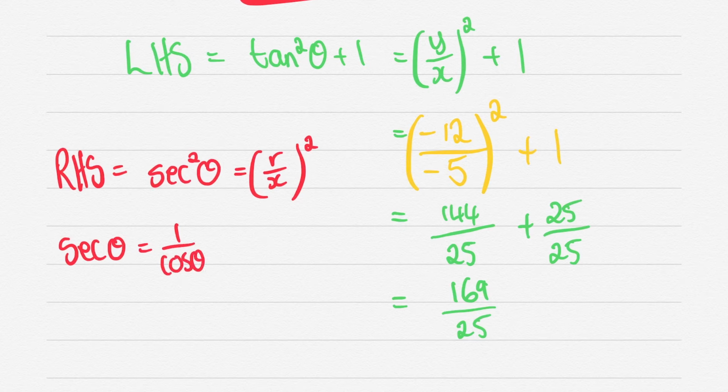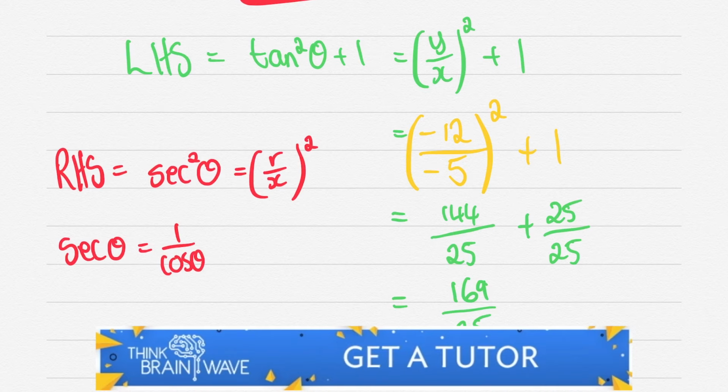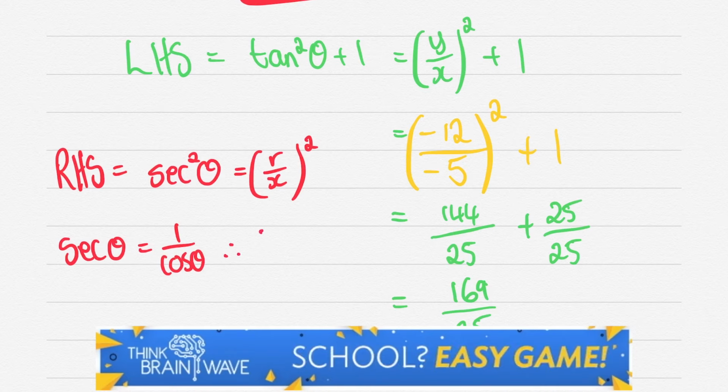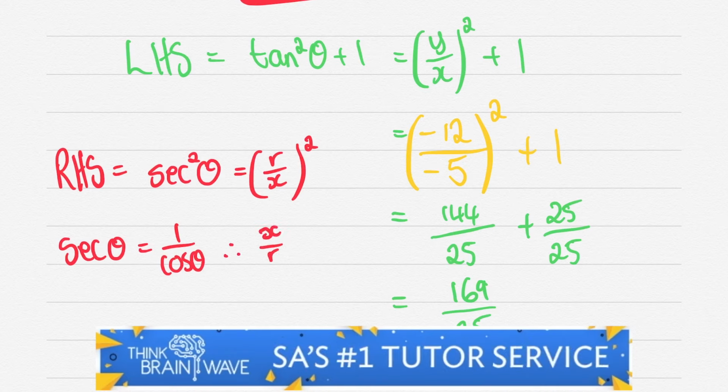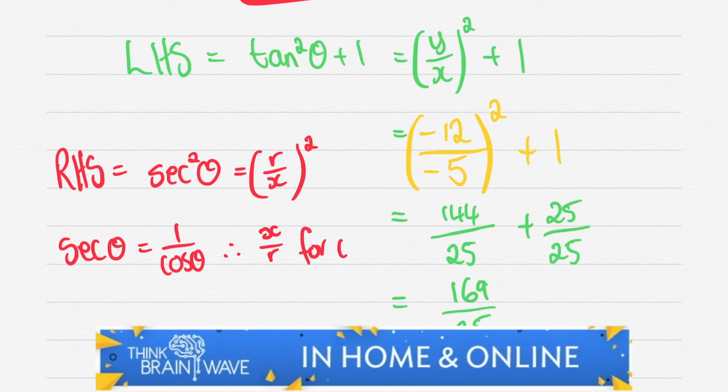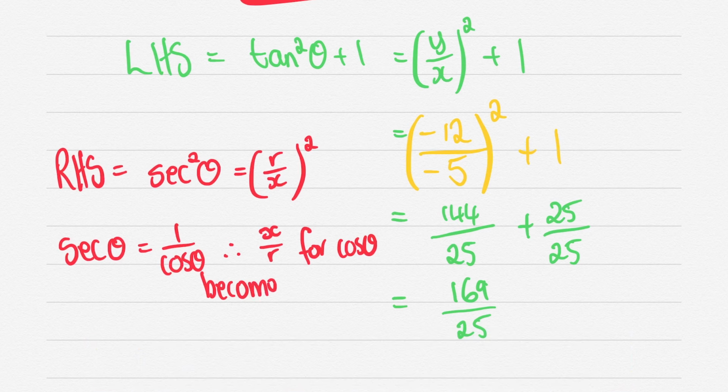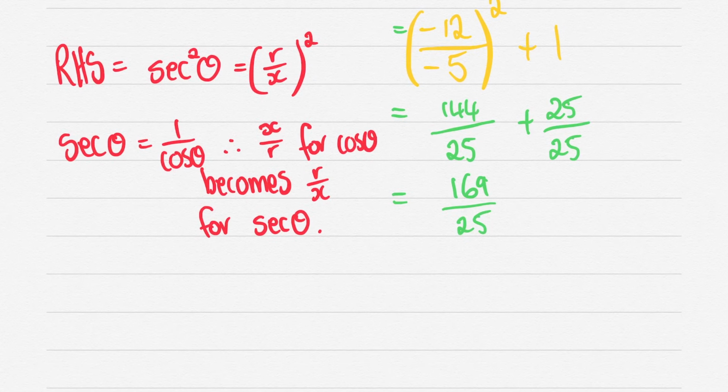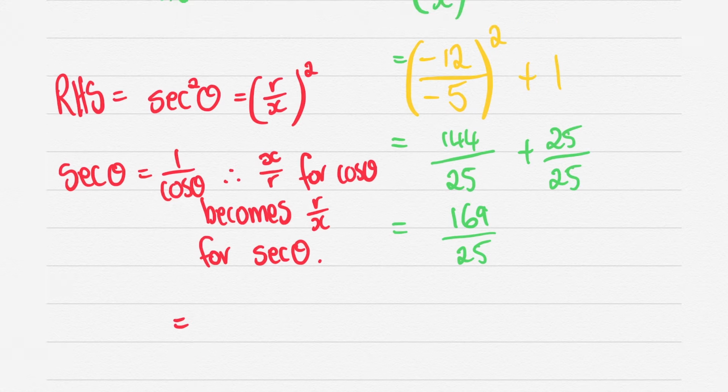Okay, let me just write it down just to clarify everything. Please make sure to go watch the previous videos. It really will clear everything up for you. So you've got sec theta is equal to 1 over cos theta. And then you've got x over r for cos theta. Now, because sec theta is the inverse, or otherwise known as the reciprocal of cos, we flip everything. So it goes from x over r, and it becomes r over x. And that's what we've written above. So we can move forward, I think.